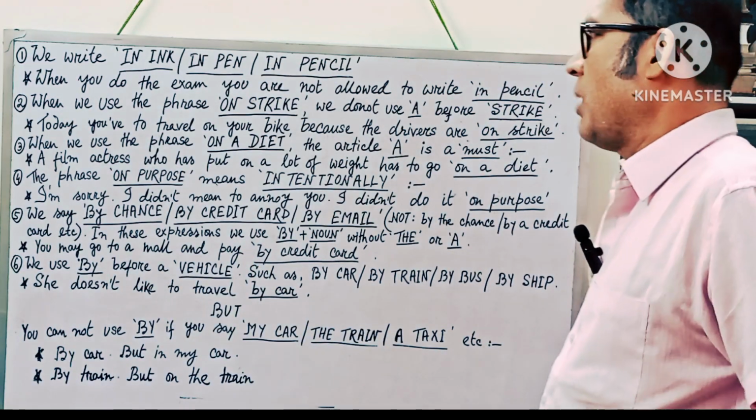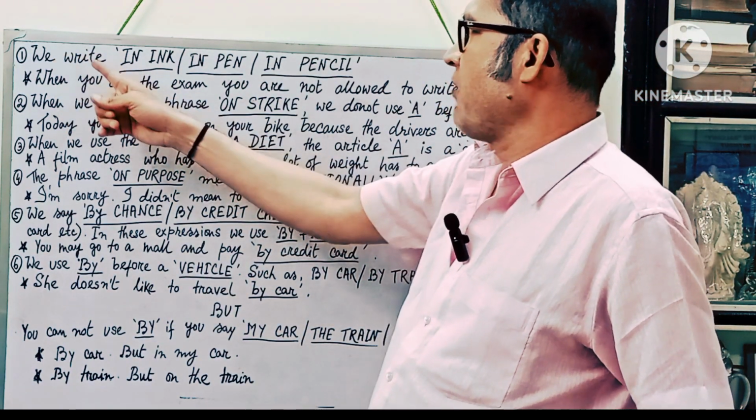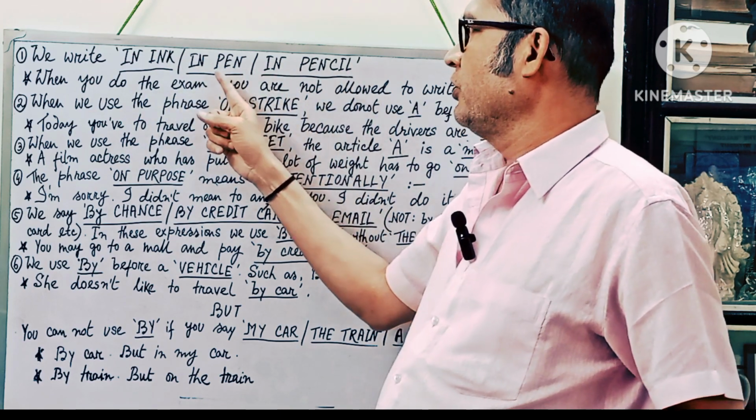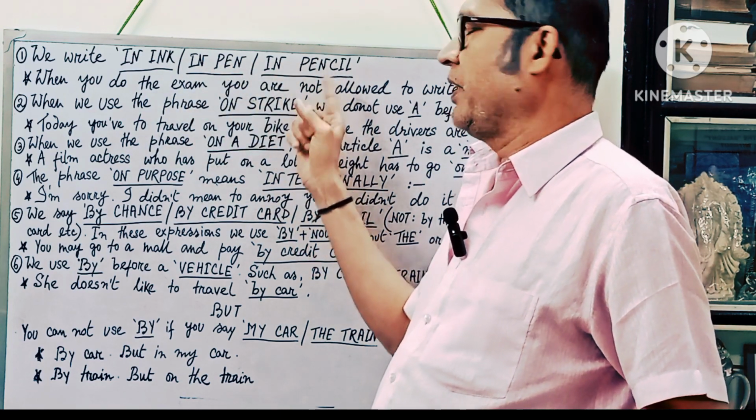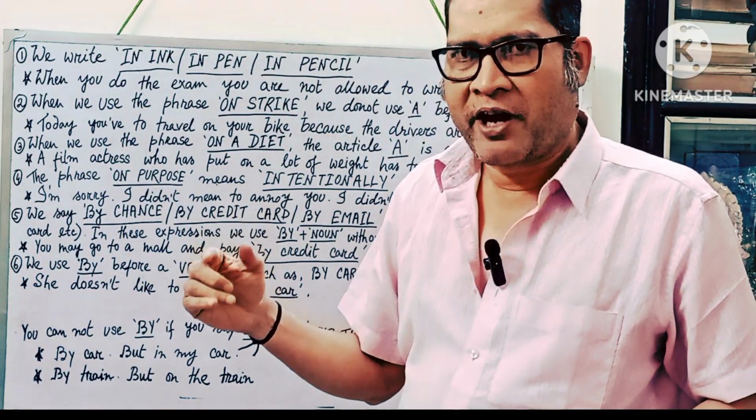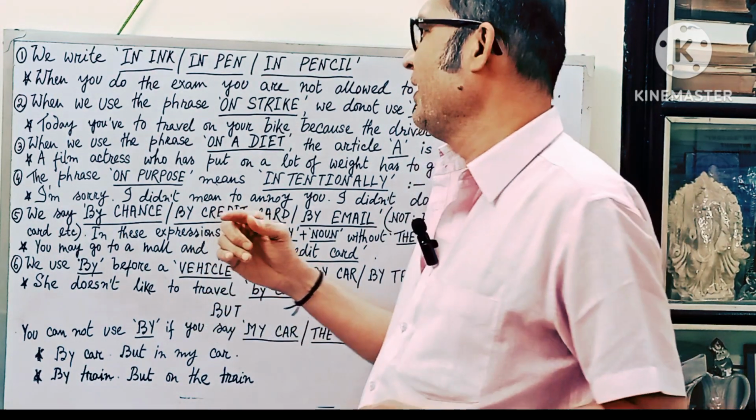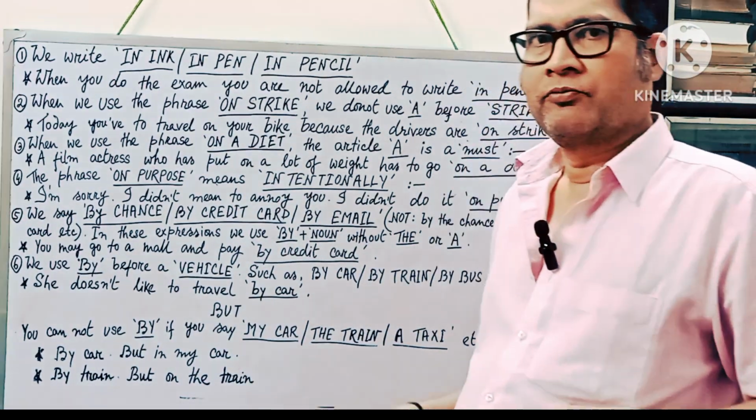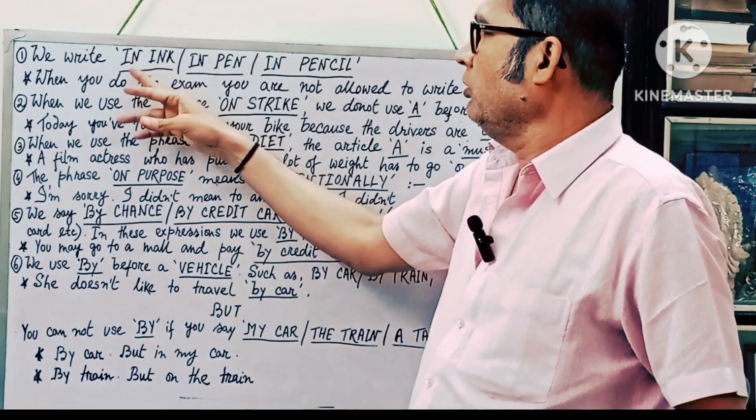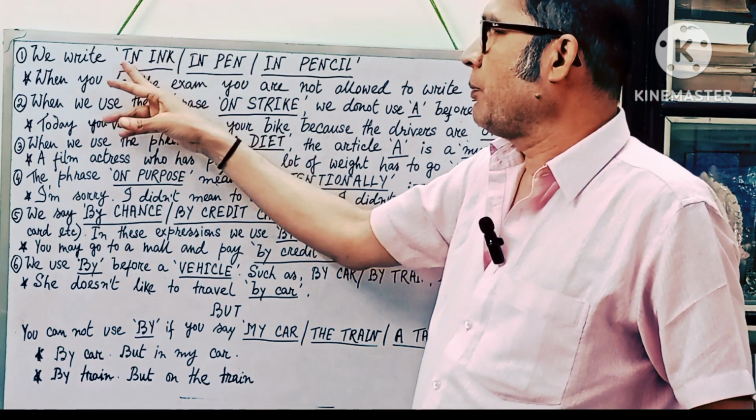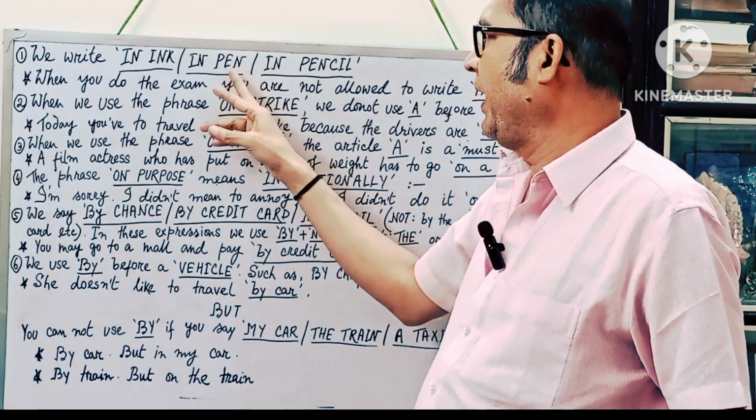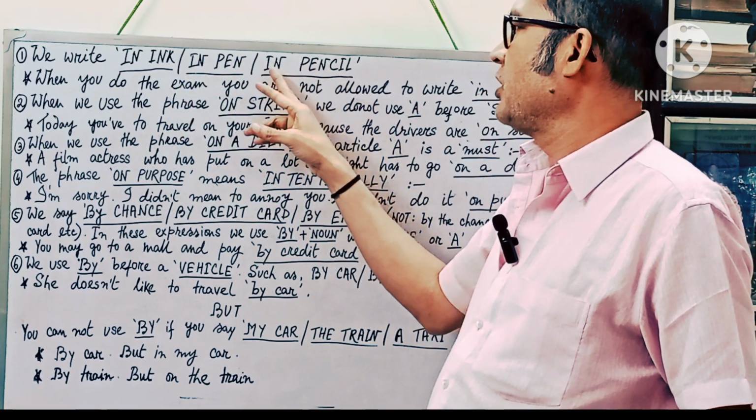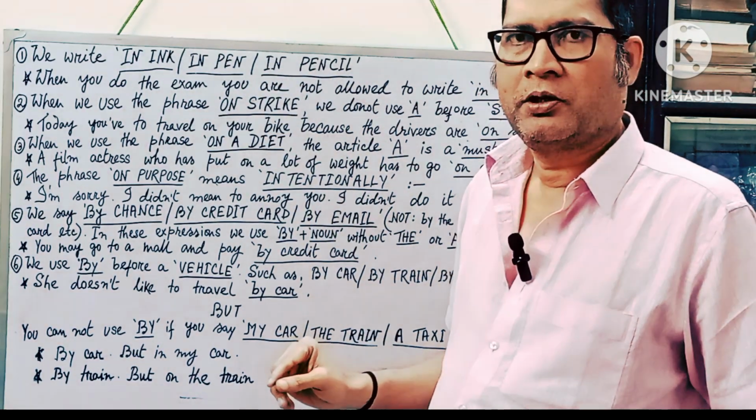All right, number one, we write in ink, in pen, in pencil. This in pen and in pencil may seem a little strange to you. Yes. But I will tell you why in pen and in pencil. Okay? So, before ink, we use the preposition in. Before pen, we use the preposition in. Before pencil, we use the preposition in.